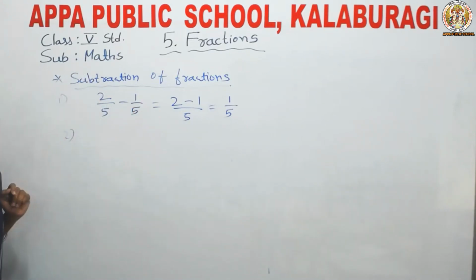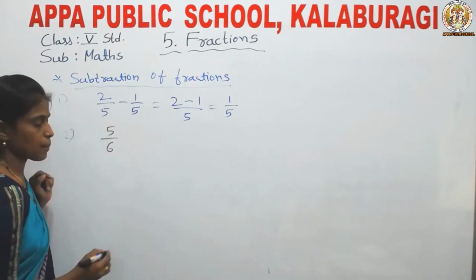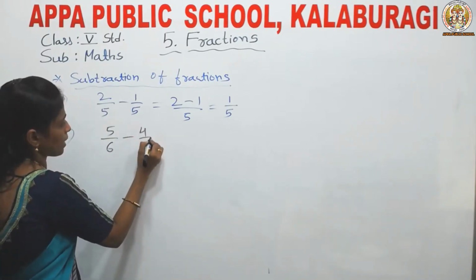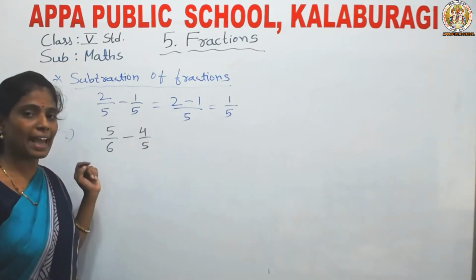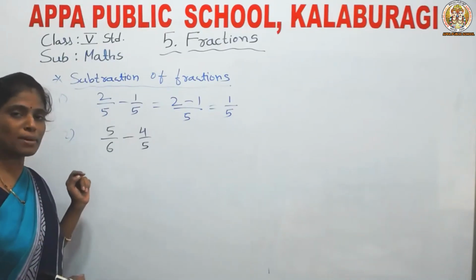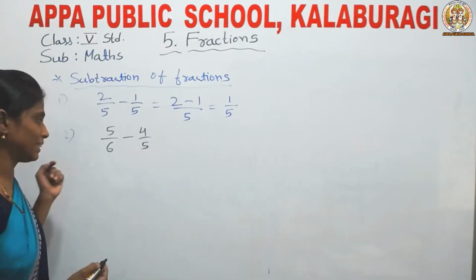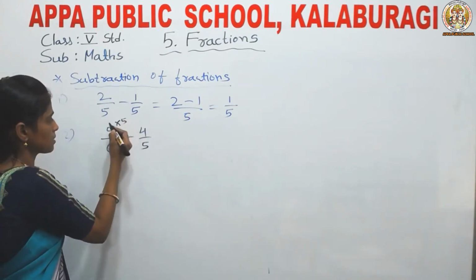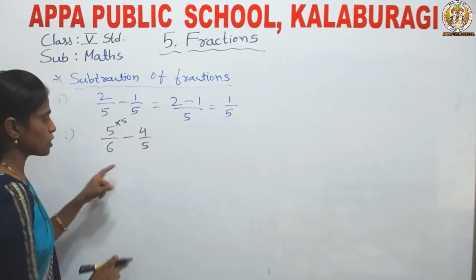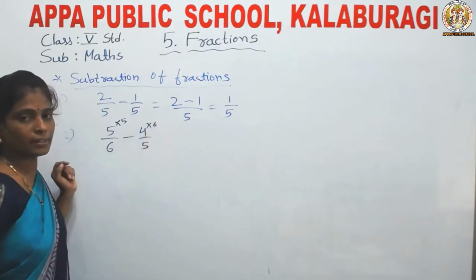Next, when the denominator is different, for example 5 by 6 minus 4 by 5. Here the denominators are different. What to do here? Take the LCM. Because these are co-prime numbers, we can directly multiply, 6 5s are 30. Now which number multiplying will give the denominator 30? That is 5, since 6 5s are 30. And here, which number multiplying will give 30? That is 6, since 5 6s are 30.